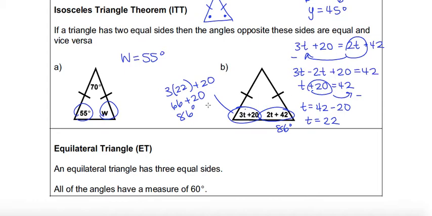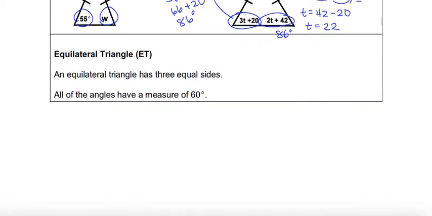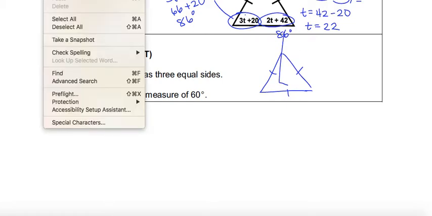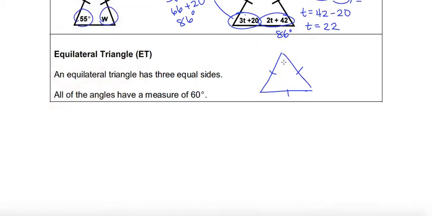And so the last theorem that you need to know before we go through some more examples is the equilateral triangle theorem. So this says that if I have a triangle, and again, we touched on this earlier, where all three sides are exactly the same, then all three angles are also going to be exactly the same. So this one, and this one, and all of those angles have a measure of 60 degrees.